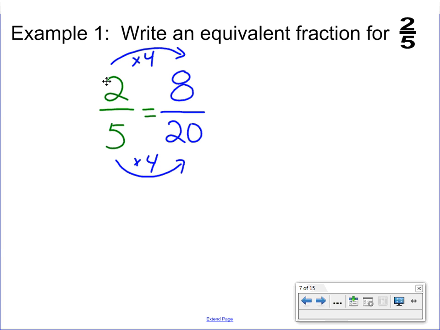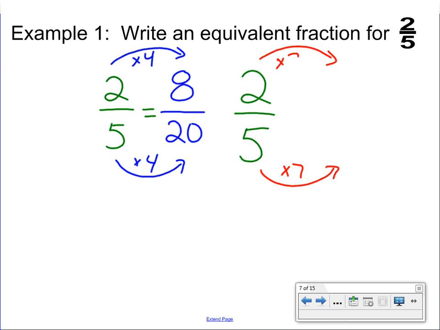And you can use any number at this point. So for example, if I wanted to do another one, another equivalent fraction would be, let's multiply this time by 7. 5 times 7 is 35. 2 times 7 is 14. 14/35 means the exact same amount as 8/20 and 2/5.